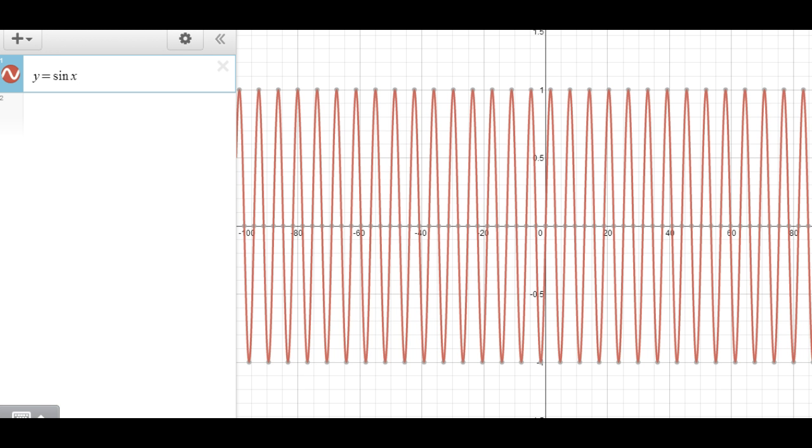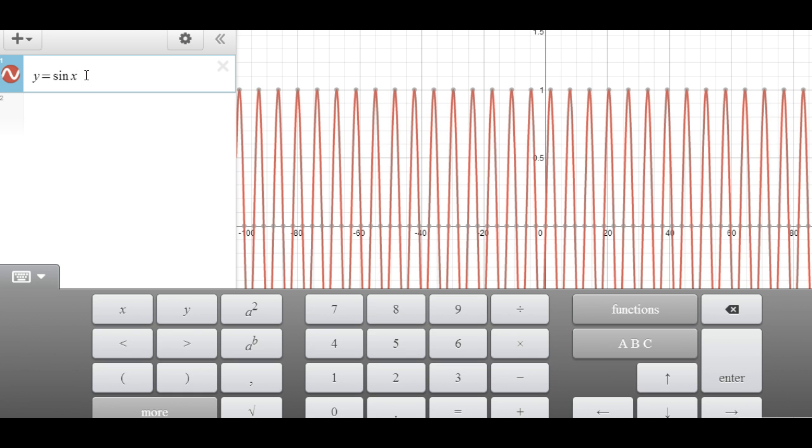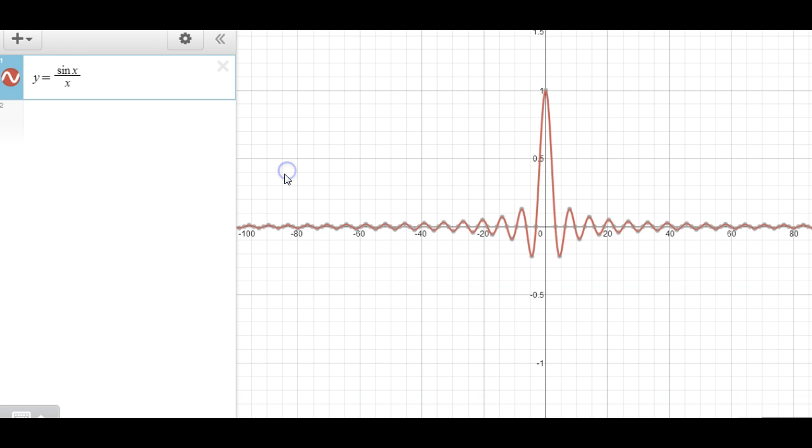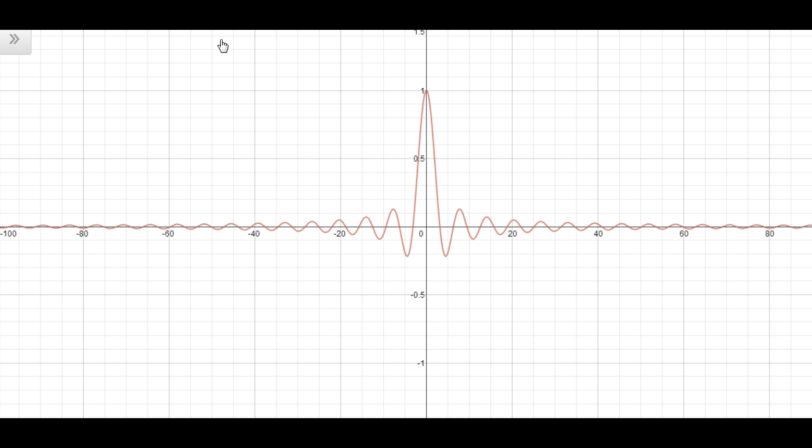So here's y equals sine x on a pretty big window, but we want sine x divided by x, right? So divided by x. I think this looks a little better. This is at negative 100, and that's at positive 100. And you can kind of see this thing is just doodling around the y-axis, but then it's got these jumps here.